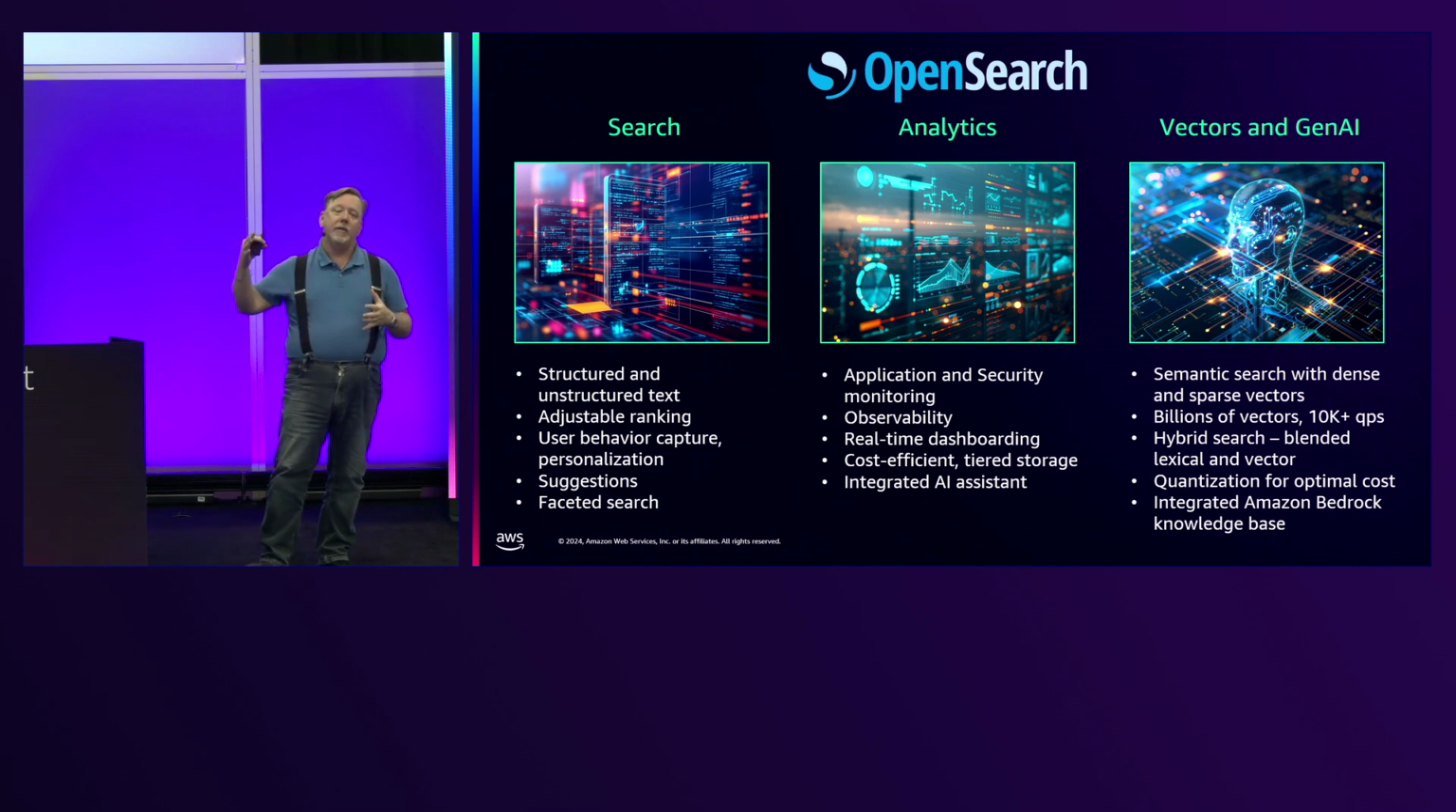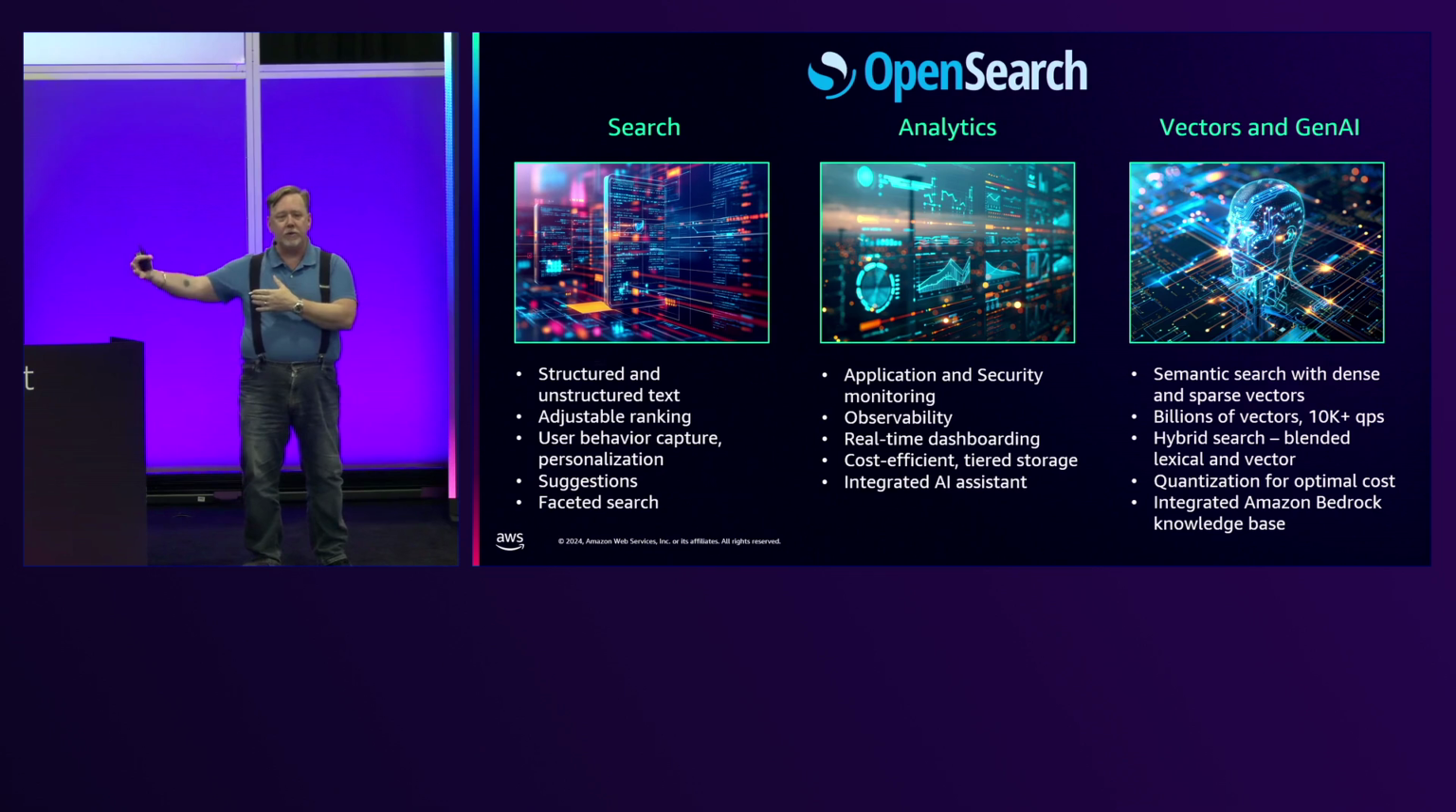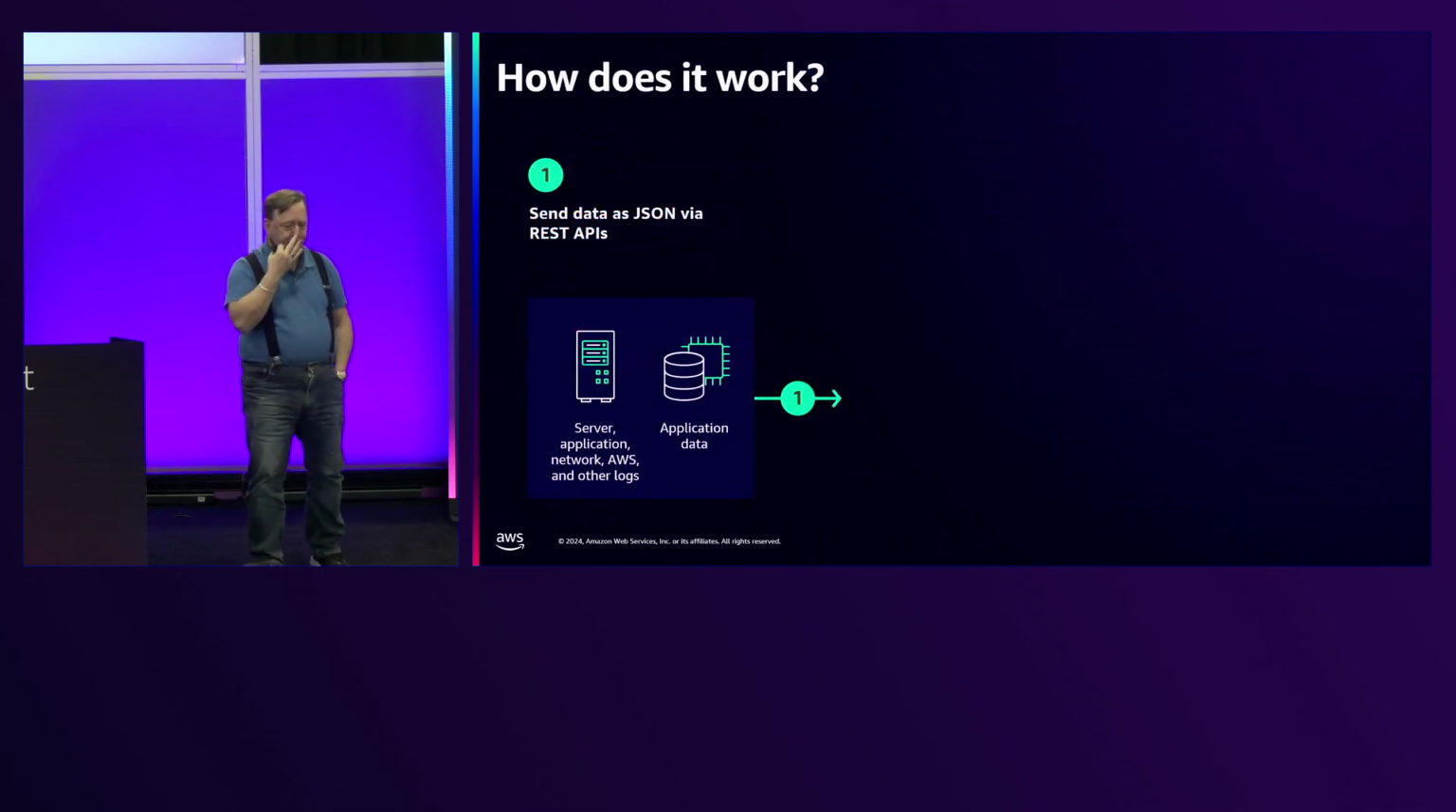And then the second kind of workload is as a knowledge base for a generative AI application like a chat application. You use a search engine in a chat application to provide relevant and accurate information that the chatbot is then able to use to generate text that's more accurate.